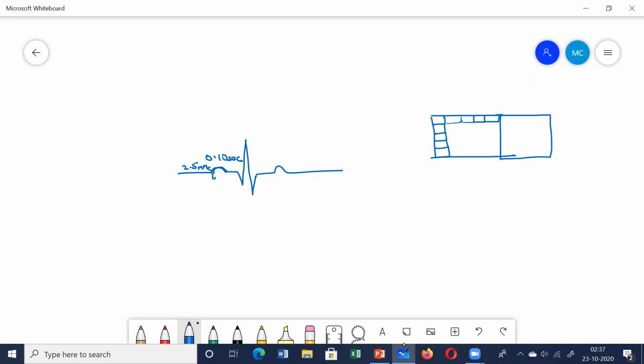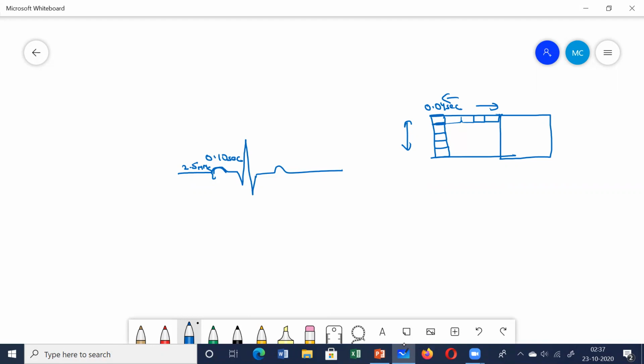And I told you the duration. The time in seconds is 0.04 seconds. And what is the amplitude? Now, how do you measure? Remember, this horizontal axis measures the duration of time, and this vertical axis measures the voltage amplitude. And each small square is 1 millimeter.